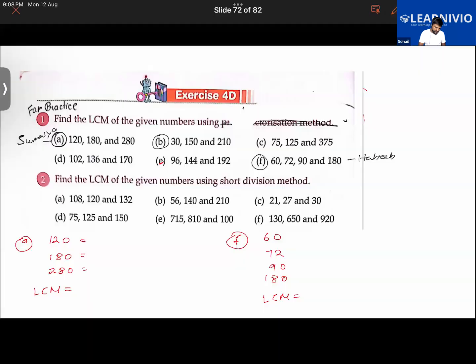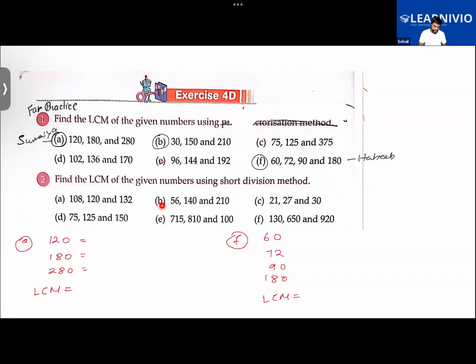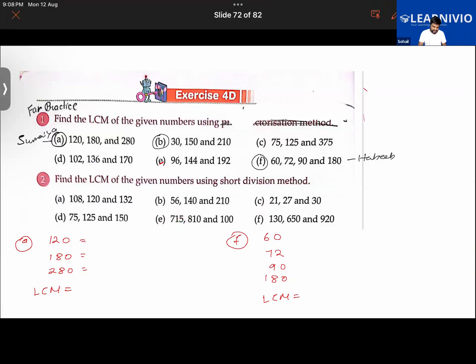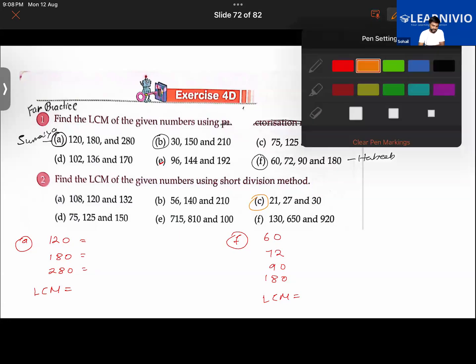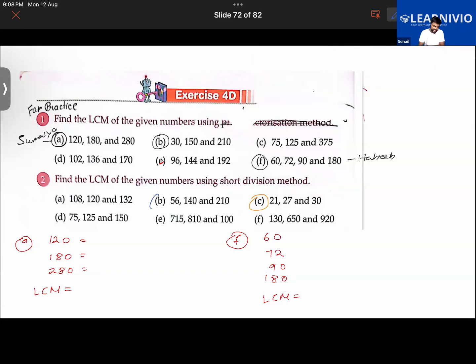Meanwhile, while Sumaya is away, do one thing. Using the short division method, you show how one of them can be solved. Using the short division method, find the LCM. Take question number C. Habib, solve this one, and then we'll be moving on to the next exercise. I know how to find HCF by short division method. Yeah, you have to find LCM using the short division method. Okay, sure. Say for example, let us take question number B. So we have 56, 140, and 210.